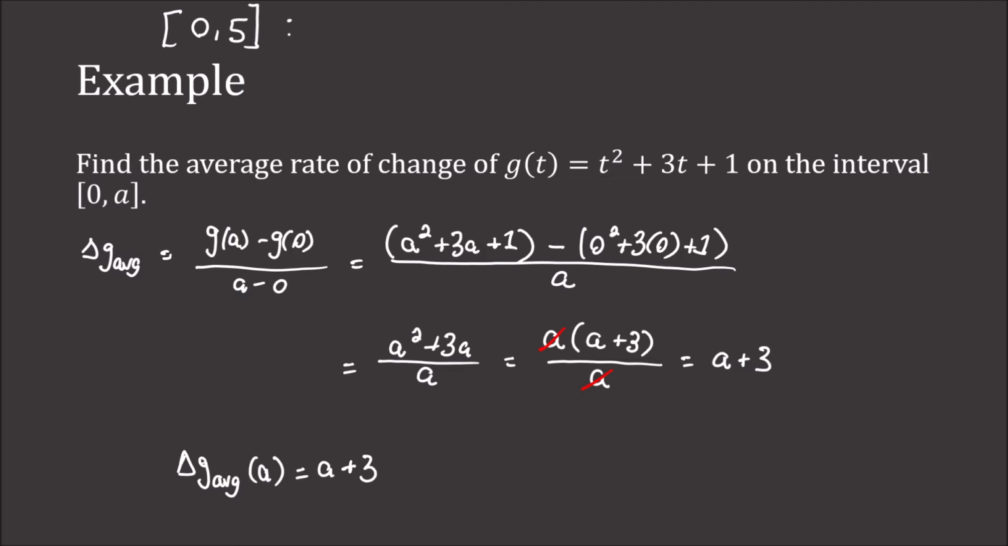Well, it would just be delta g average evaluated at 5, which would be 5 plus 3, which equals 8. And you can confirm that by using the actual formula, g of 5 minus g of 0 over 5 minus 0. And go ahead and confirm that you get 8.